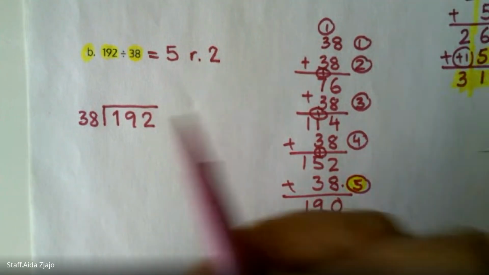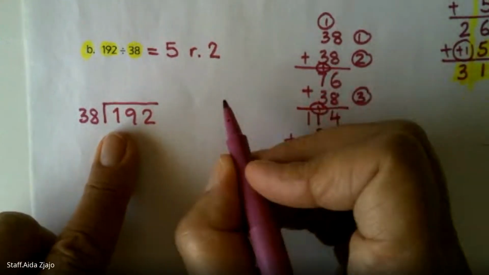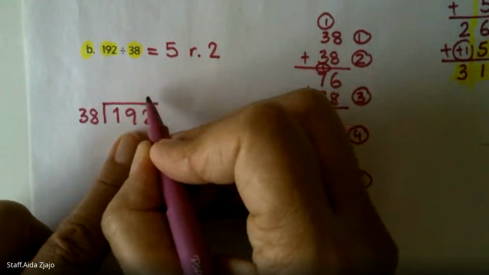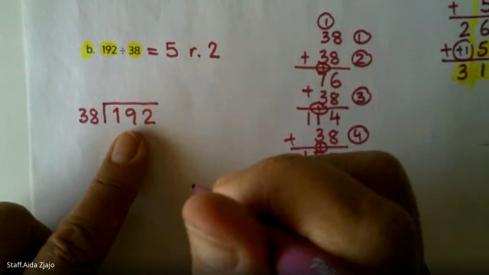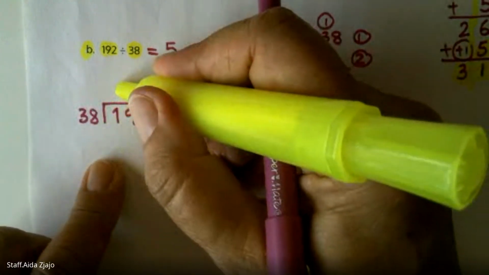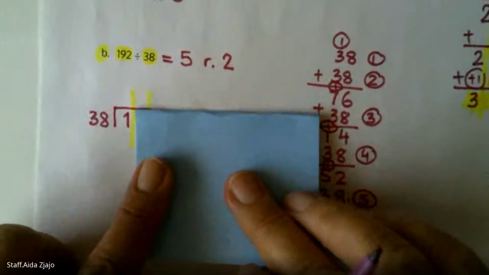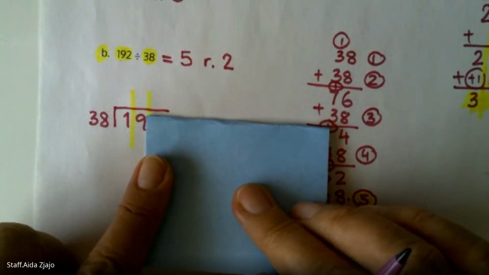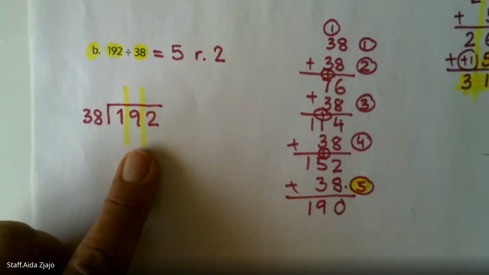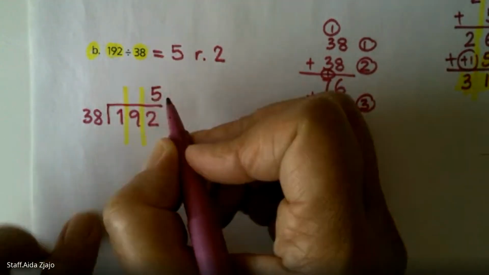But it's okay, let's see how you can practice. If you guess, you round this and you think it's 4, then you will go back and readjust your thinking. So it's the same process, one number at a time. If I have 1, I cannot make a group of 38. If I have 19, I cannot make a group of 38. Finally, I have 192, and there are 5 groups.